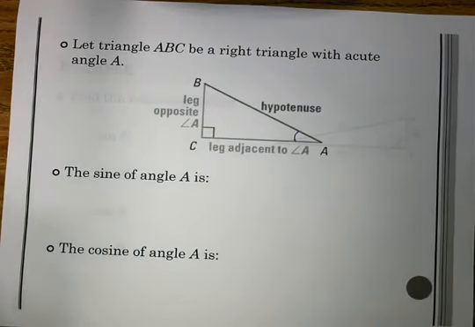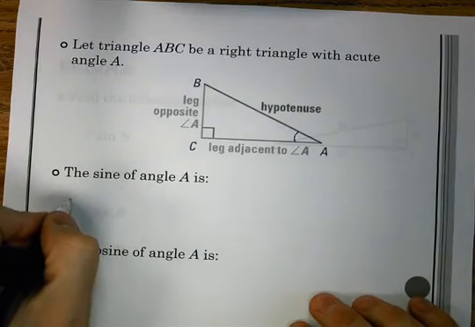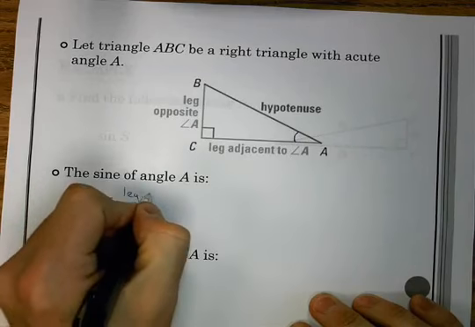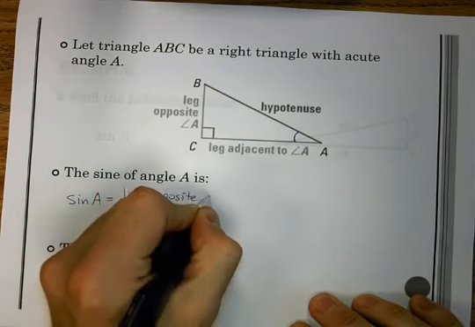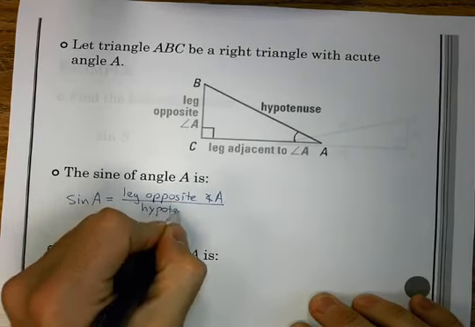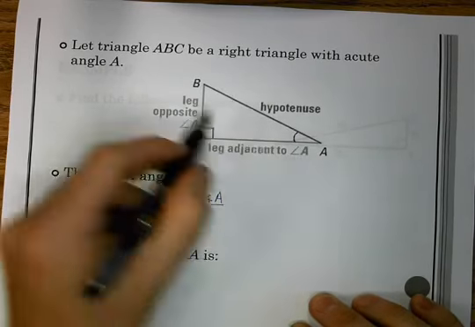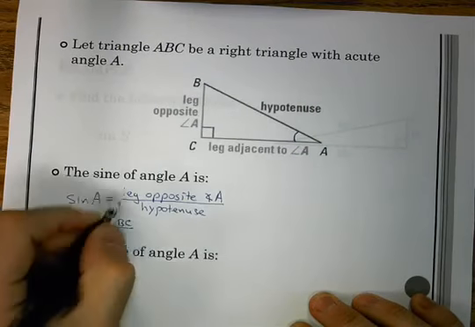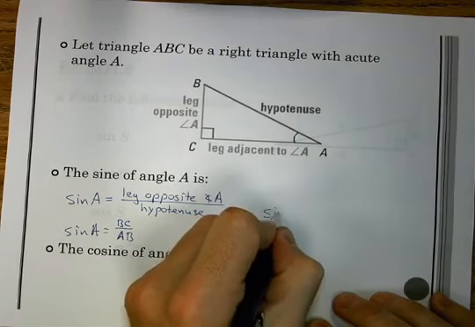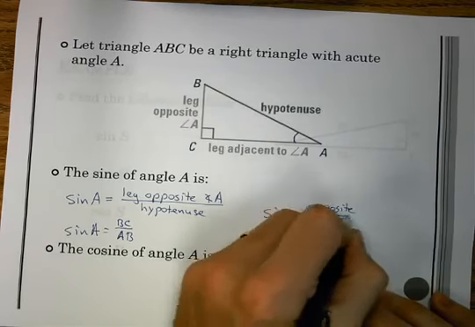We're going to get two new ratios today. We're going to have sine and cosine. So the sine of angle A, and this again is just a ratio, so we're going to say the sine of A equals the leg opposite angle A over the hypotenuse. So in this case, we could say that sine of A is equal to the opposite leg, BC, over the hypotenuse, AB. We'll also just shorten it up eventually and say that sine equals opposite over hypotenuse.